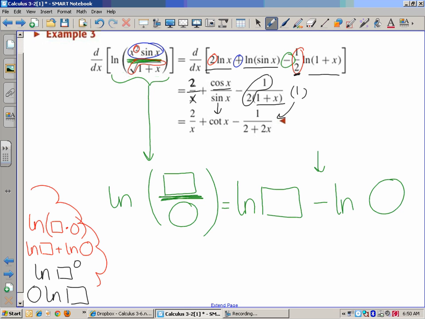In my class, I don't care if you distribute the 2. That is irrelevant. Okay, so you could have left that, and that's okay. So here's your final answer. Okay. Again, the first thing you do before you take derivatives is use your log properties from pre-calc.